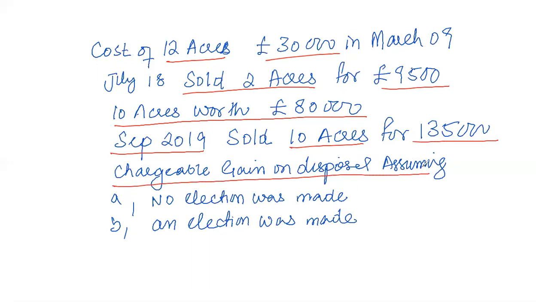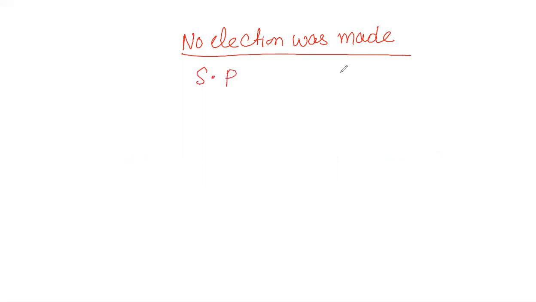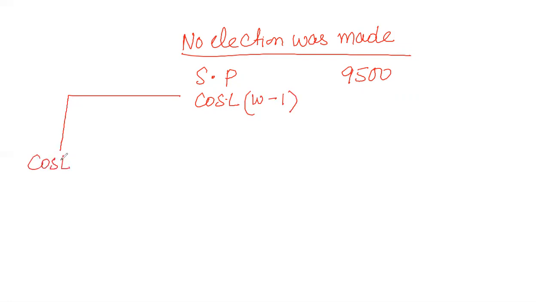Calculate the chargeable gain arising on disposal if no election was made regarding small disposal, and if an election was made regarding small disposal. So when no election was made, that means we are not interested in small disposal calculation. In this case, first of all, we have to identify the sale proceeds of the 2 acres of land that has been given in the question, that is 9,500. Then we need the cost of that 2 acres of land, for which we have to work out the cost, and I have used the formula: cost into A upon A plus B.